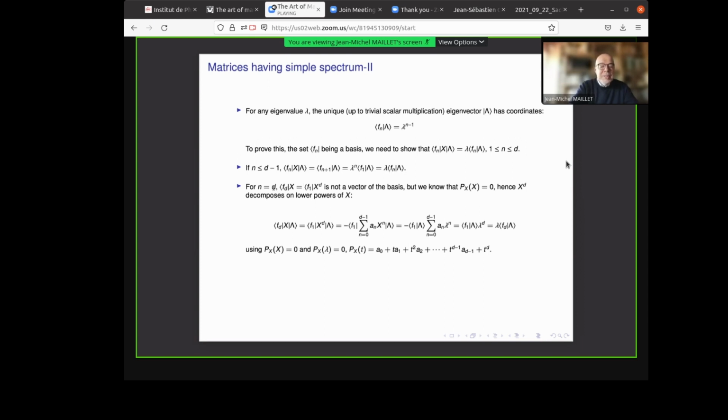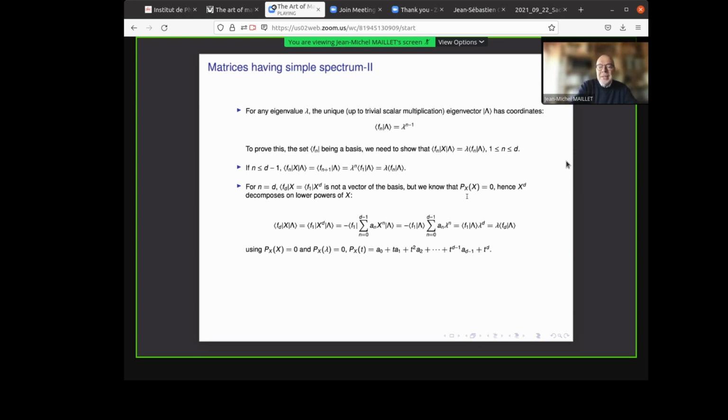The only case which is slightly more complicated is if n is d, because the action of x on fd is x to the d. It goes out of the basis. It's not a basis vector. It stops. Basis vectors are for up to the power d minus 1.